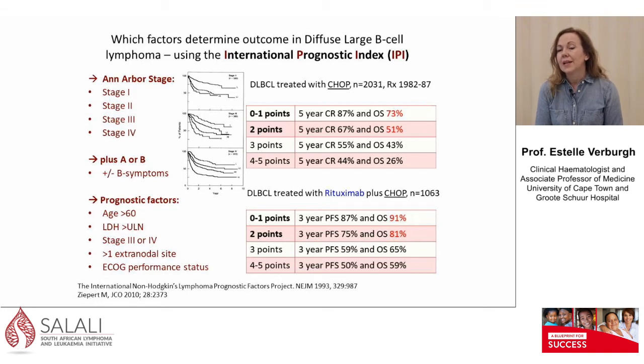So let's just look at the CHOP effect on DLBCL, and we will see that if a patient is in an early stage, they have a 73% chance of long-term survival, but late-stage disease is more like 26%. If we add rituximab to the mix, we see much better outcomes. It's also more modern, more recent outcomes. We can see that early-stage disease with low prognostic factors, these patients have a very good chance of long-term overall survival, around 90%. And the more advanced ones are again in the 50s.